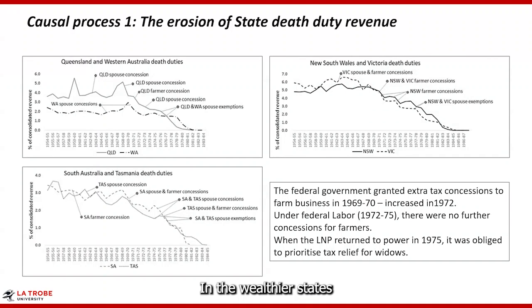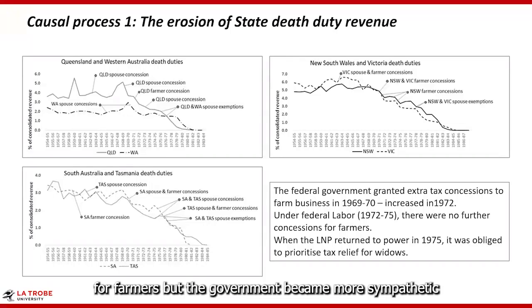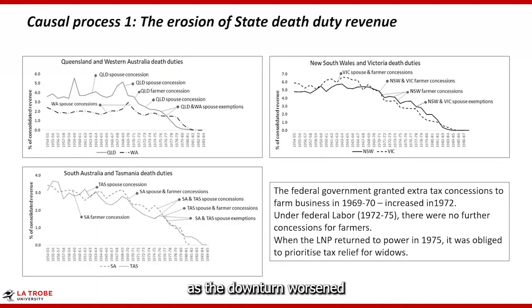In the wealthier states, New South Wales and Victoria, farmers were numerous and well organised, and women were relatively wealthy compared to those in the other states. In New South Wales, the Liberal government under Robert Askin initially rejected the idea of tax concessions for farmers, but the government became more sympathetic as the downturn worsened, and Askin decided to introduce increasingly generous tax rebates on deceased farm estates. By 1974, conditions had changed quite a lot.